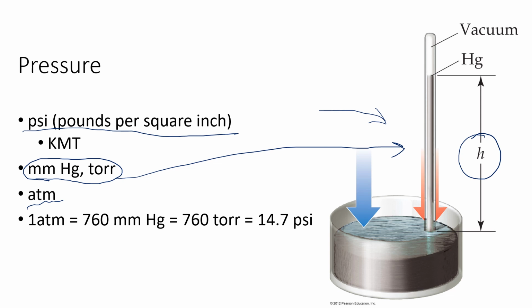So the conversion factors that you need to know are right here. We've got that 1 atmosphere is equal to 760 millimeters of mercury, but since a millimeter of mercury is the same thing as a torr, that's also 760 torr. So I expect you to be really familiar with those. And then the 14.7 psi is just to relate that to what you'll see at the gas station.